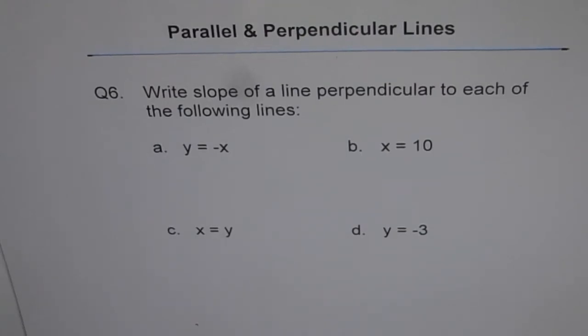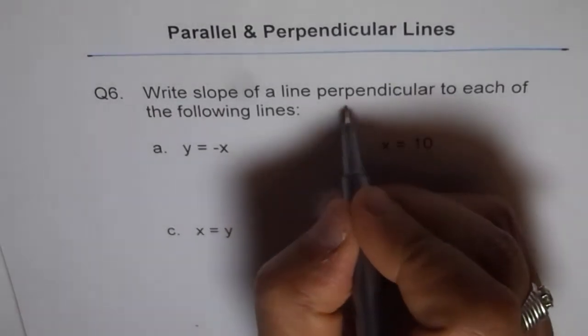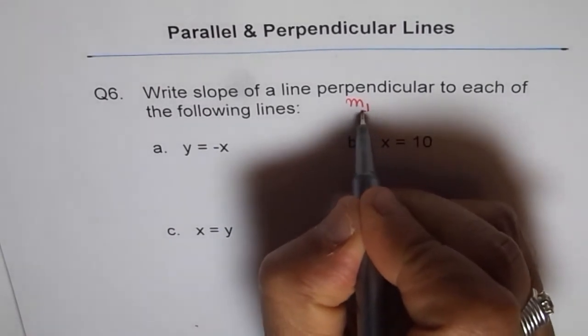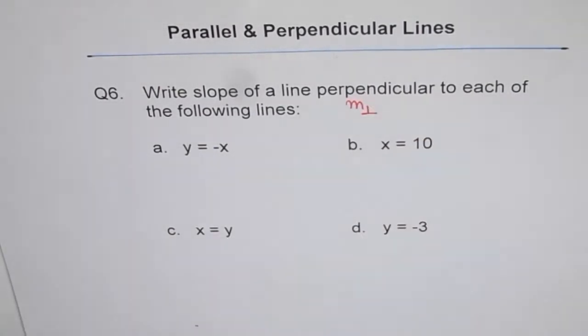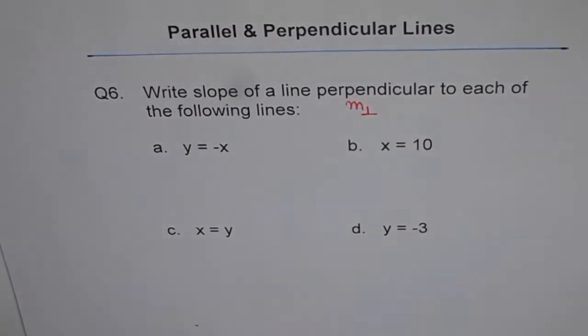Parallel and perpendicular lines, question 6. Write the slope of a line perpendicular to each of the following lines. Remember, we now need to write equations of lines perpendicular. So let me use a symbol for that and let that line slope be m perpendicular, right? That is the slope of a line which is perpendicular, and that I will write as an answer for all these questions, correct?